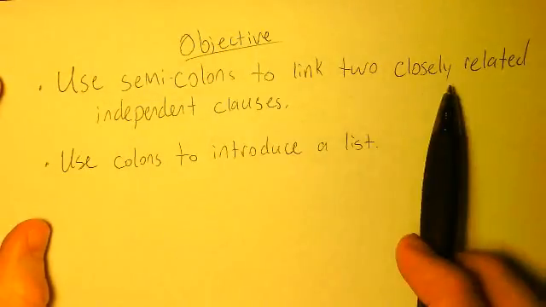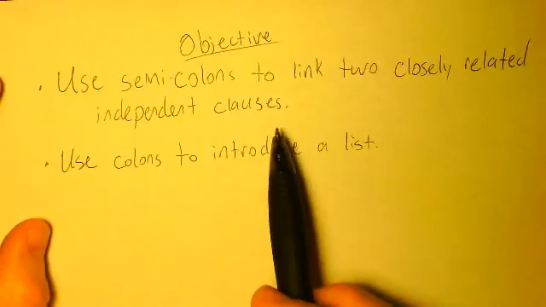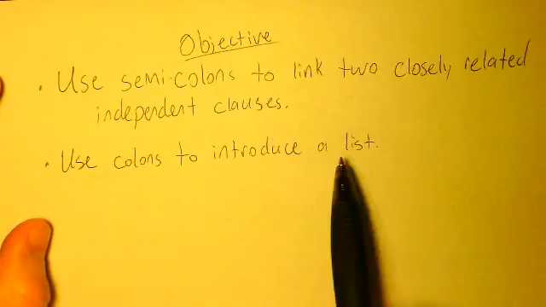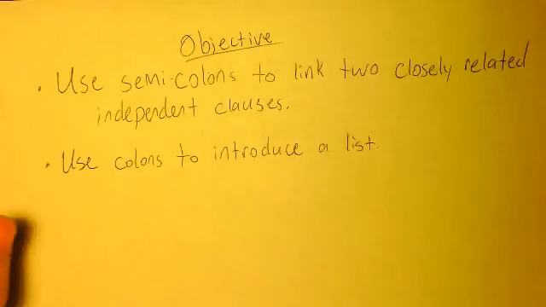We have a very clear objective today, kids: to use semicolons to link two closely related independent clauses, and to use colons to introduce a list. We'll try to get all of this today. We talked about this some before, but I do want to do a little bit of review. First off, what is an independent clause?